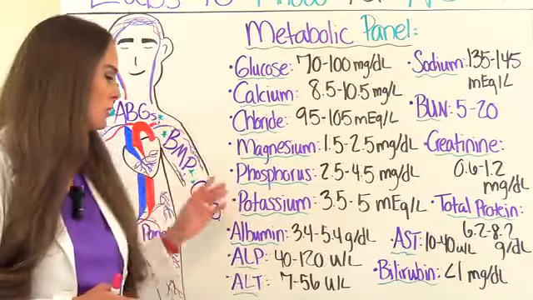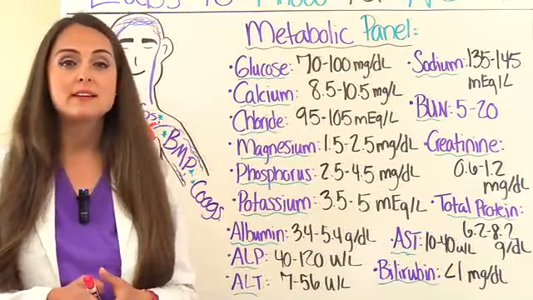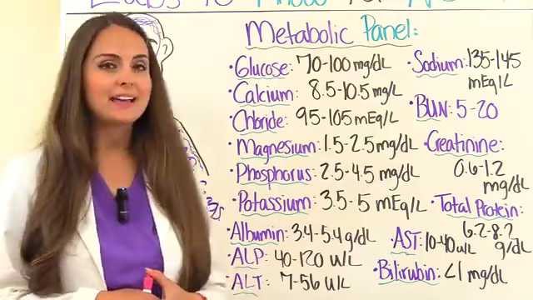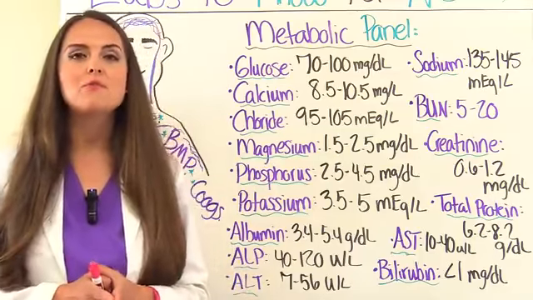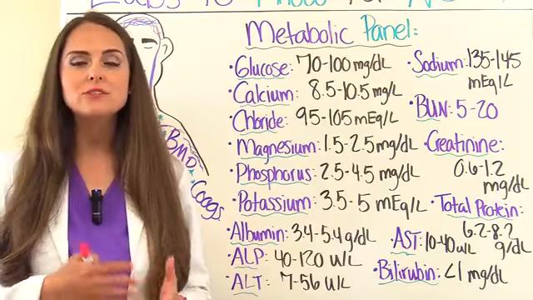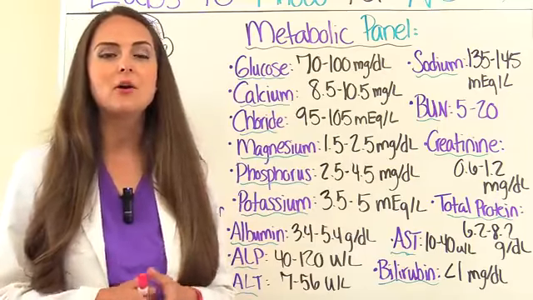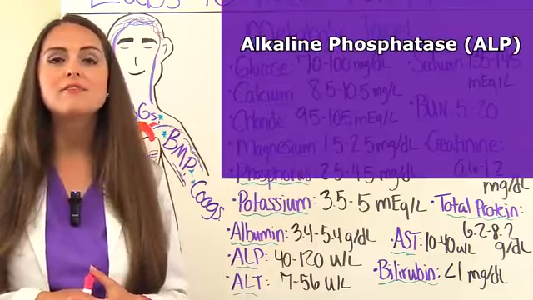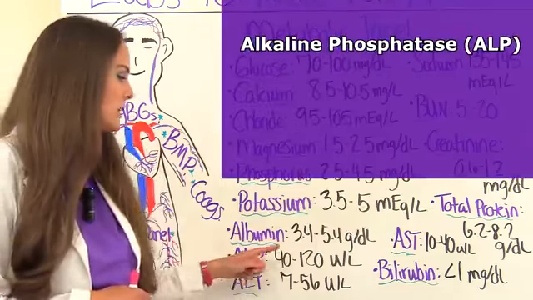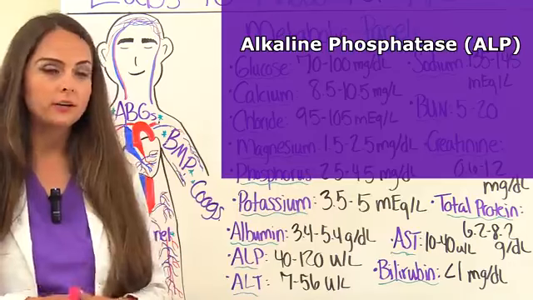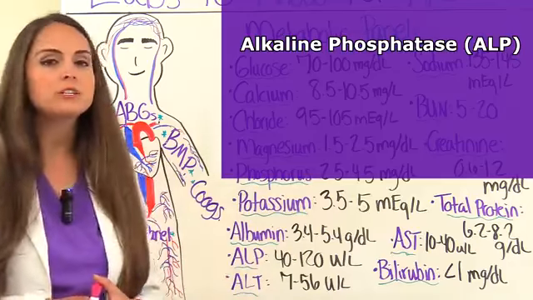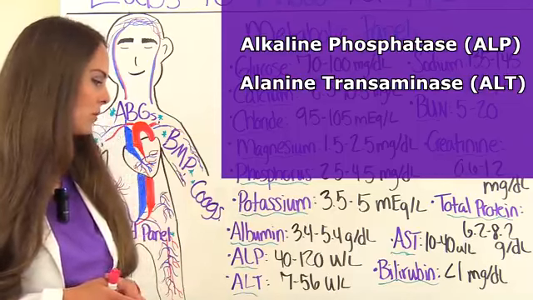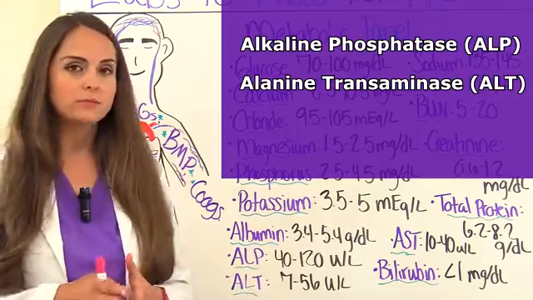Then we have these 3 enzymes that are found in the liver. It's the ALP, the ALT, and the AST. And if these are abnormal, it could indicate liver disease or some type of other disease in the body. So a normal ALP, which stands for alkaline phosphatase, is 40 to 120 units per liter. Then we have ALT, which stands for alanine transaminase, and a normal range is 7 to 56 units per liter.